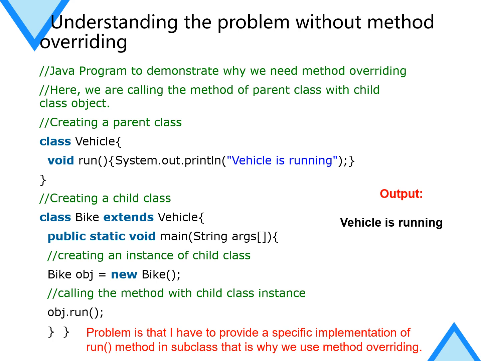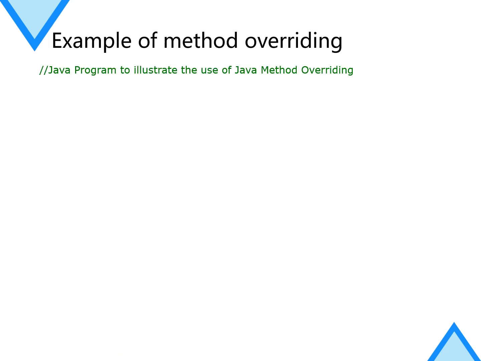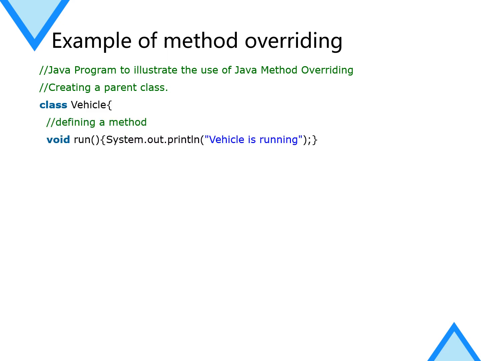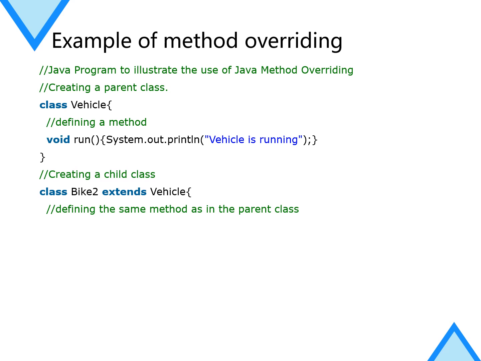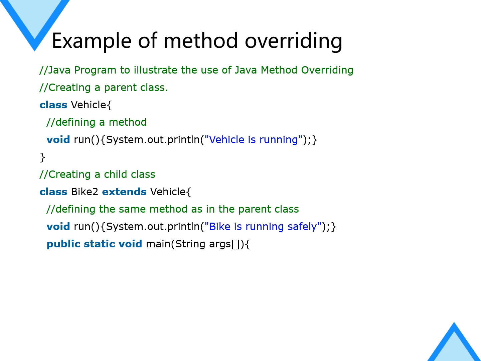The red writing explains why we need method overriding. If we do not override the implementation of the method in the subclass, then we will only be able to call the implementation given in the parent class. Here in this example we are overriding the run method. We have a Vehicle class showing "Vehicle is running," and a subclass Bike2 which extends the Vehicle class and has its own implementation of the run method, showing the message "Bike is running safely."